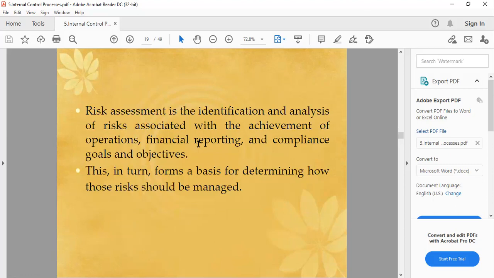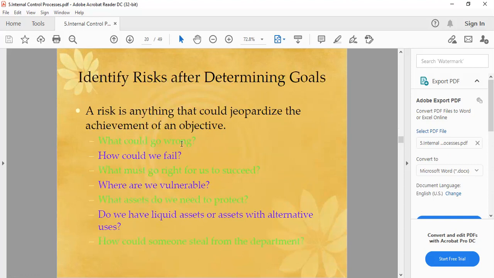Risk assessment is the identification and analysis of risks associated with the achievement of the three organizational objectives. And how do we manage those risks? Then identify the risks after we already established our goals and objectives. A risk is anything that could jeopardize the achievement of an objective. This is a good definition. Jeopardize meaning that could prevent or stop the achievement of an objective.